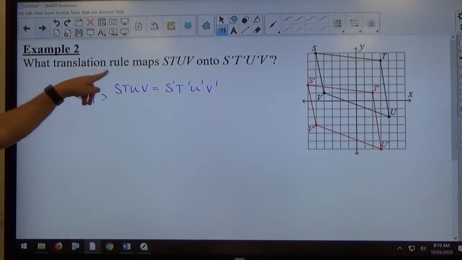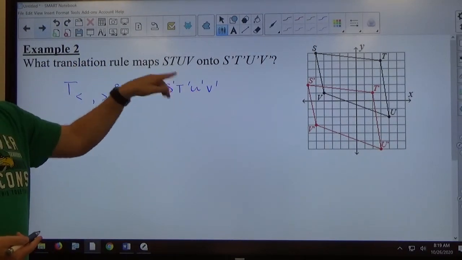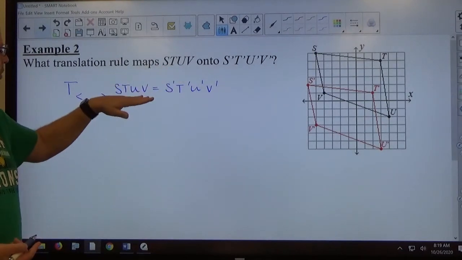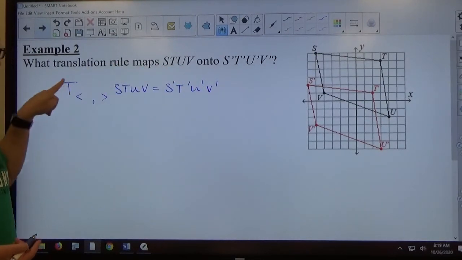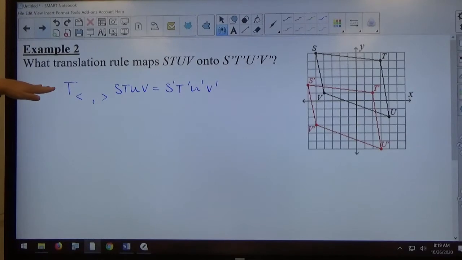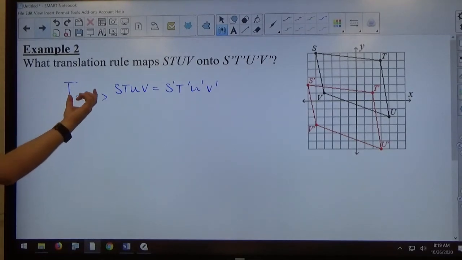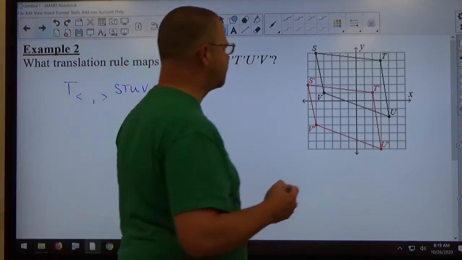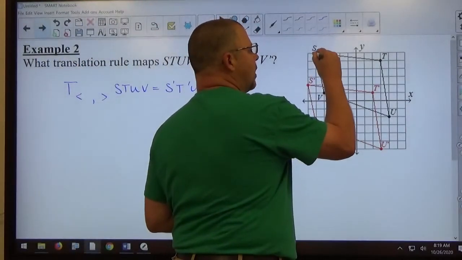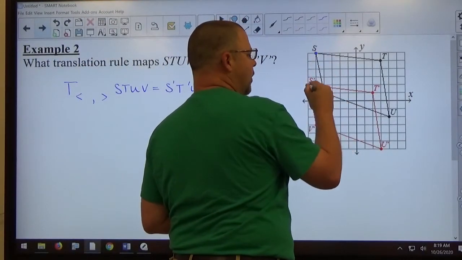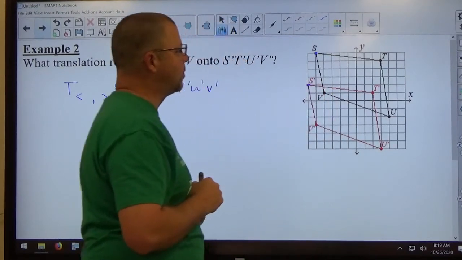We're going to translate something onto some image, right? So pre-image onto image. The pre-image goes here, the image goes there. We're doing a translation, so a big T for translation. All I'm looking for is the horizontal and vertical movements here. So if I'm at S and I want to go to S prime, how do I get from S to S prime?